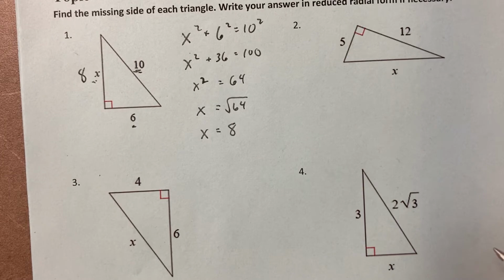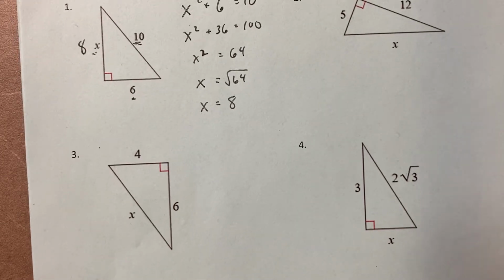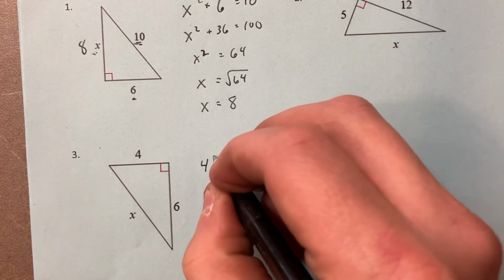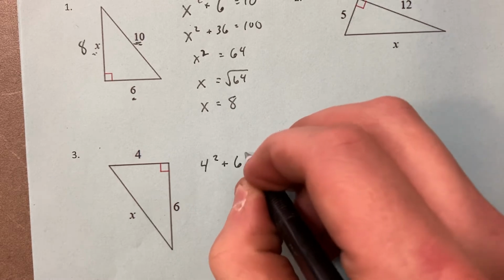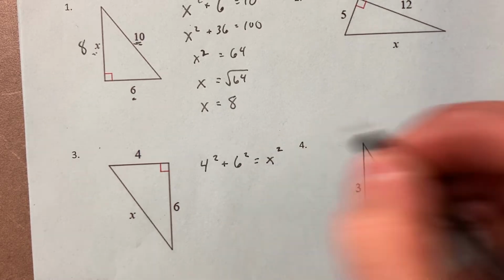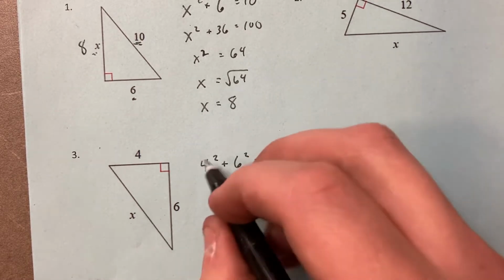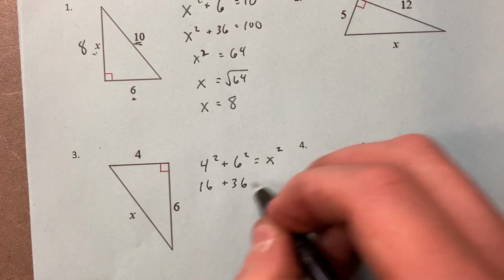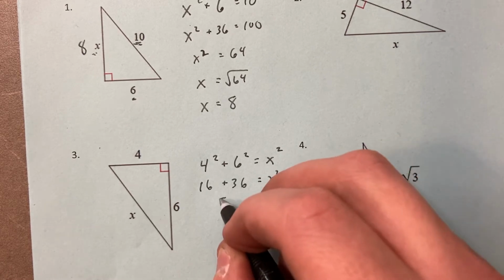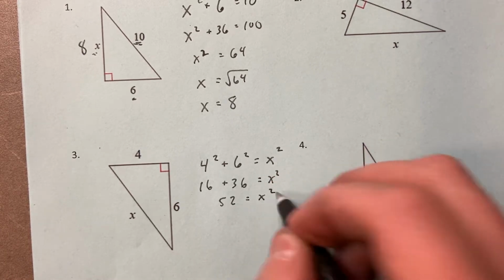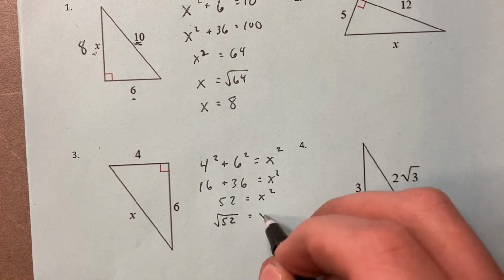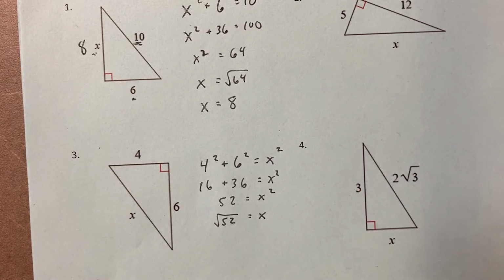We got a right triangle. We ask ourselves, can I do the Pythagorean theorem? Sure can. There's no shortcuts. We just have to hash this one out. So 4 squared plus 6 squared equals x squared. So that's 16 plus 36, which is 52. Do the square root. We have now solved for x.